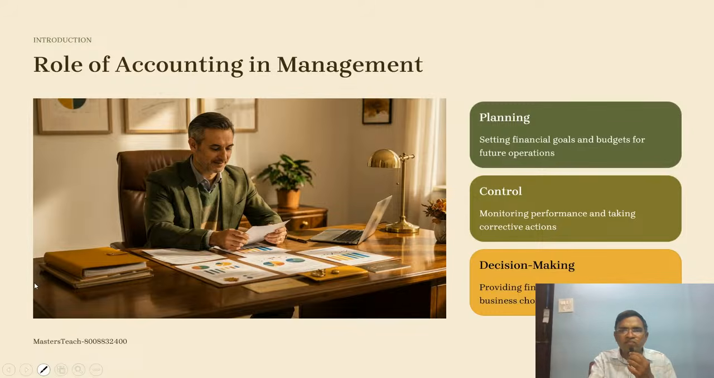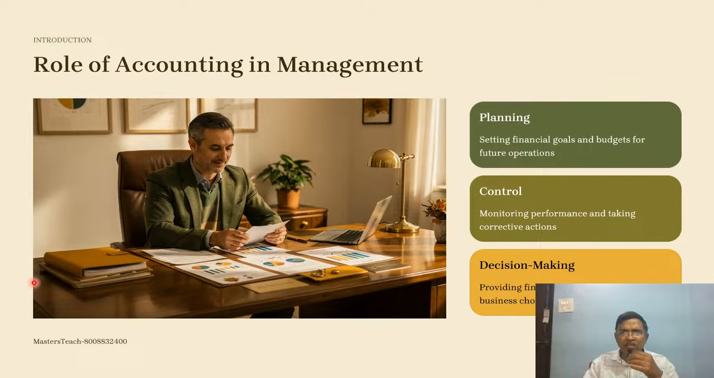As a manager, accounting is going to help you make the plans and make the budget for the coming operations, future operations. And also every day we can see the performance of the company in the form of numbers, and we can also take corrective measures. And also decision making, that means it provides the financial data for strategic business choices.